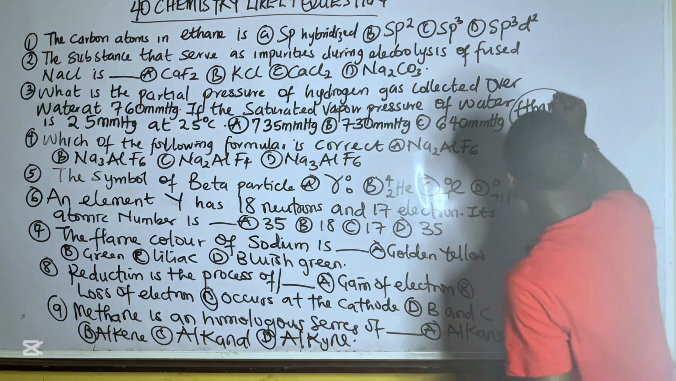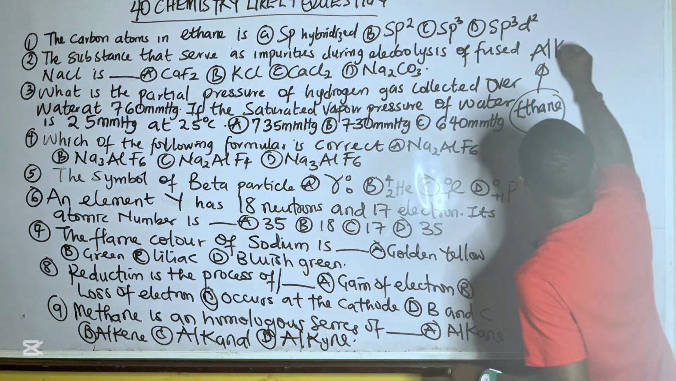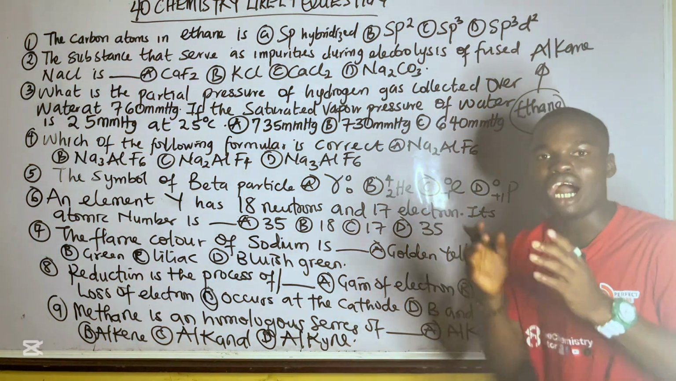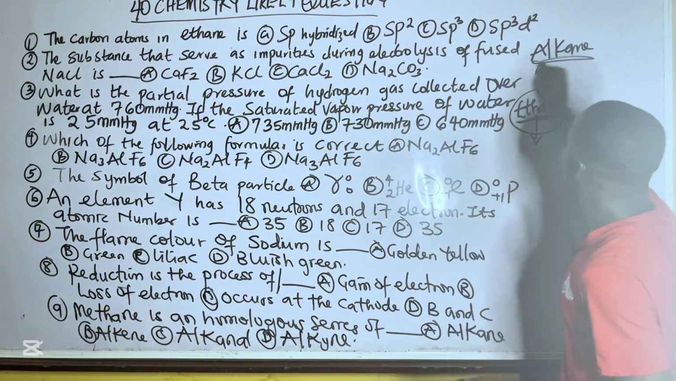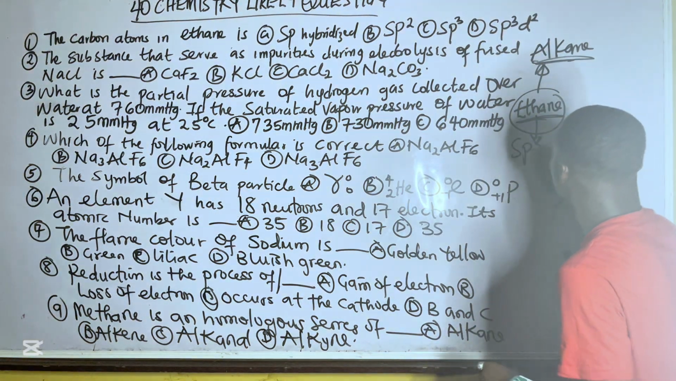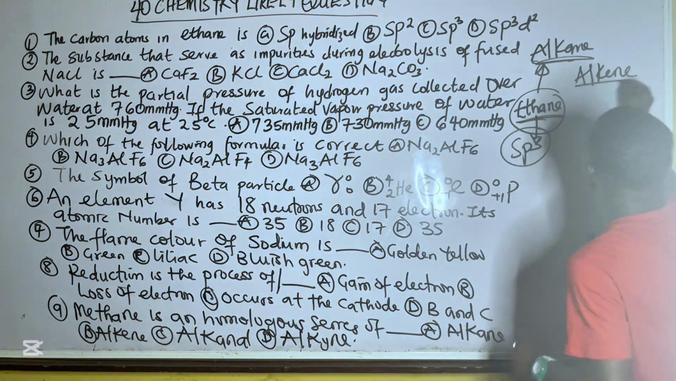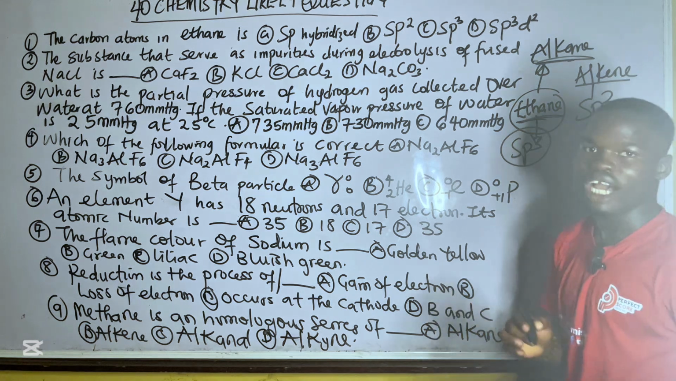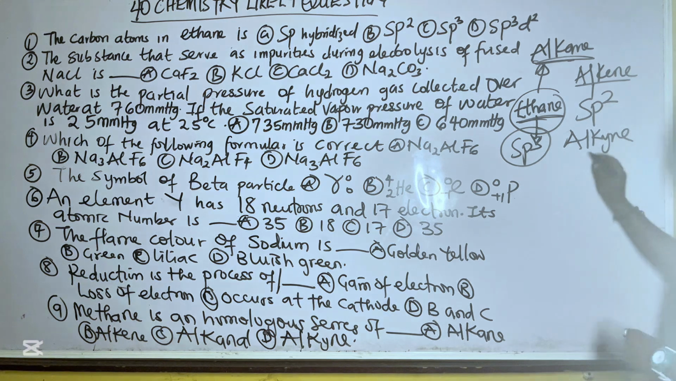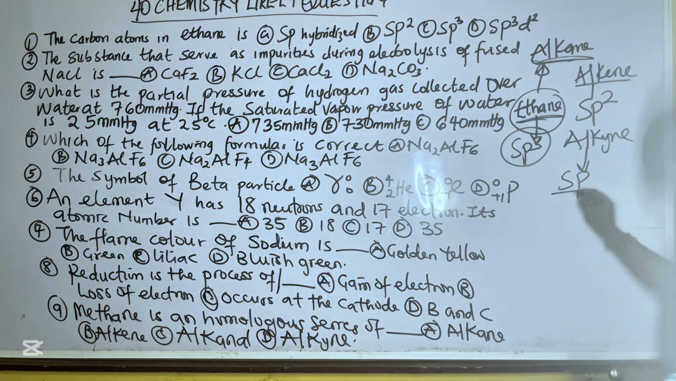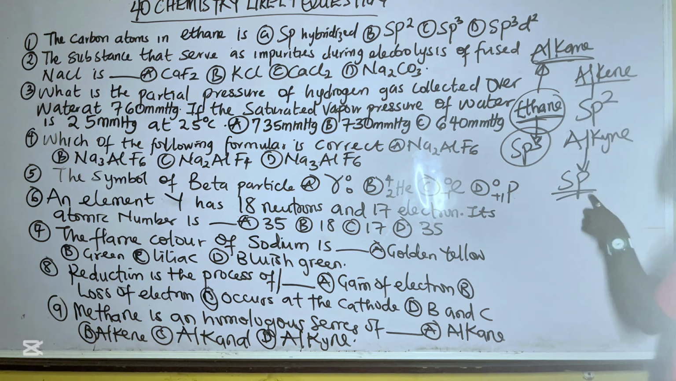Don't forget, ethane is in a homologous series. It's a member of what? Alkane. So the hybridization of ethane, which is an alkane, is sp3 hybridized. There's alkene, which is sp2 hybridized. There's alkyne, which is sp hybridized. So sp3 hybridized, sp2 hybridized, then sp hybridization.